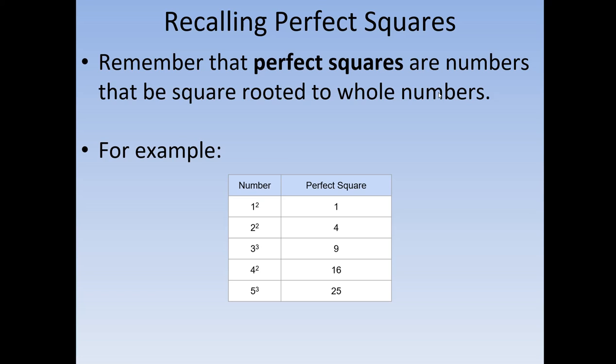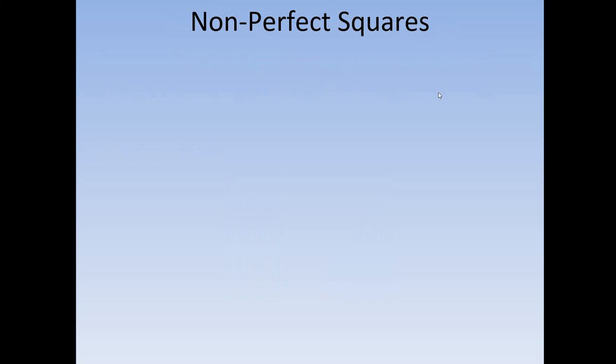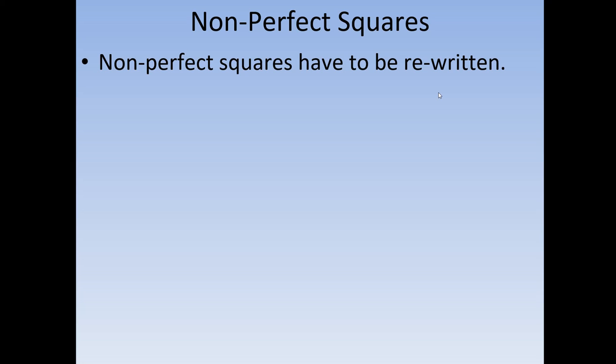16 and 25. In your notes, I want you to actually write down the rest of the perfect squares. I believe it goes all the way up to 20. For the most part, you want to have an idea of those 20 perfect squares. Now, if we have non-perfect squares, because we don't want to have decimals and have to worry about rounding, we want to get actual numbers.